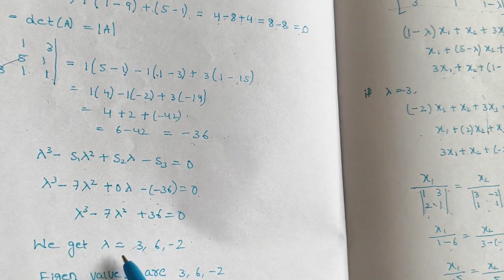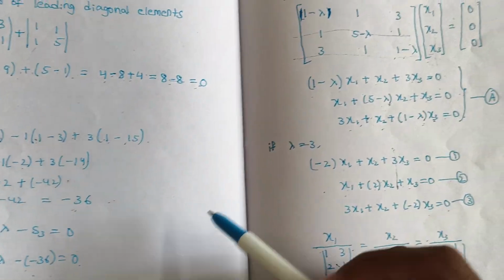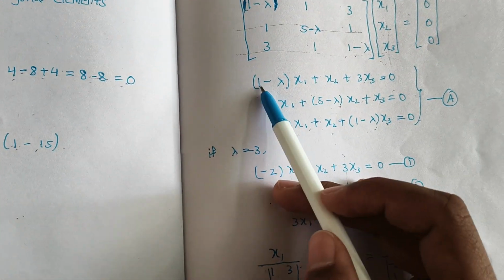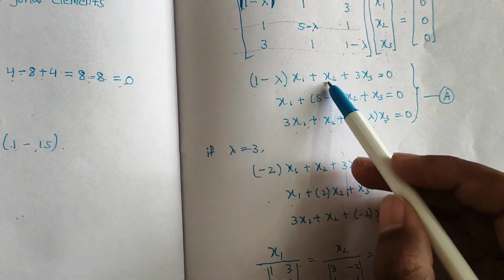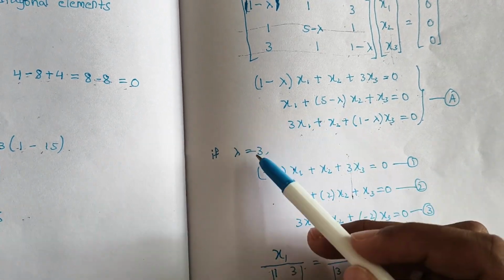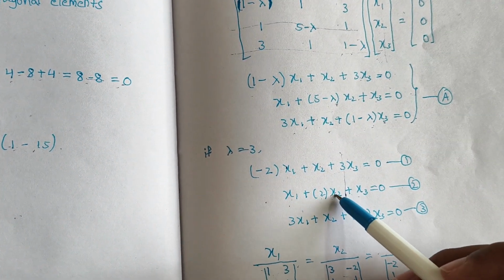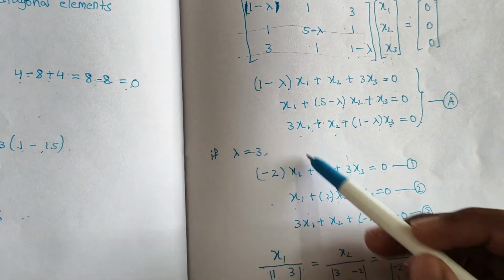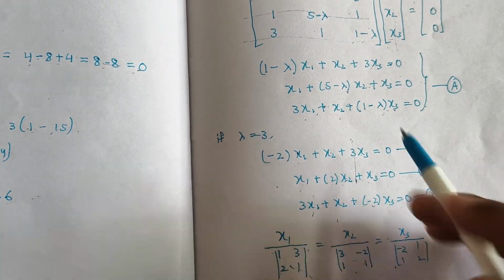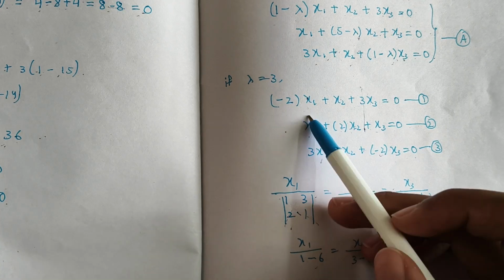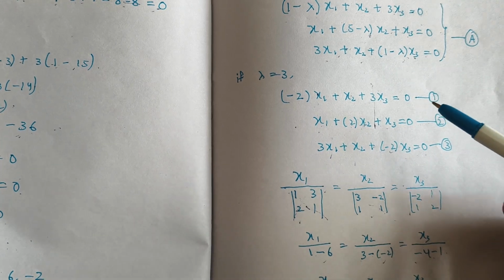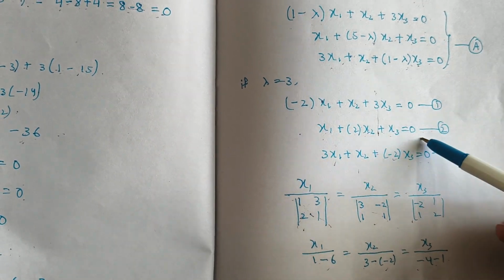We have found eigenvalues, right? That is 3, 6, minus 2. We have to substitute these in this equation. That is equation A: (1 minus 3), minus 2 x1 plus x2 plus 3 x3 equal to 0. Then x1 plus (5 minus 3), equal to 2, 2 x2 plus x3 equal to 0. Then 3 x1 plus x2 plus (1 minus 3), minus 2 x3 equal to 0. Then we have to take any two equations, that is either 1 2, 2 3 or 3 1. Now here I am taking equations 1 and 2.